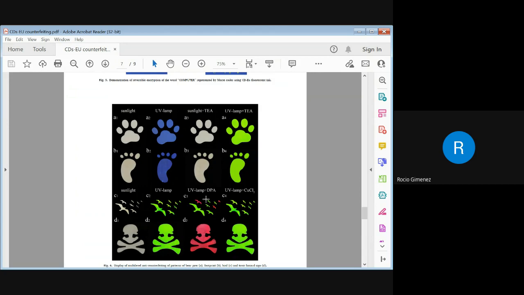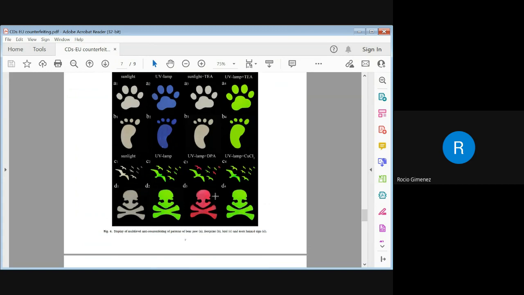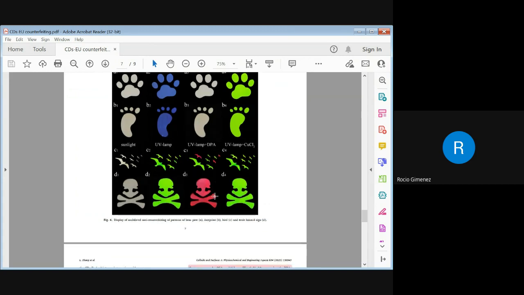And these patterns can also return to the original green color after spraying them with a copper solution. So in conclusion, they used a fascinating luminescence phenomenon, which indicated that the luminescence of anti-counterfeiting labels can be made with these carbon dots and europium nanocomposites, and they can be modulated by acid-base, DPA, and copper stimulation, thus increasing the difficulty of forging. So that is all. Thank you.